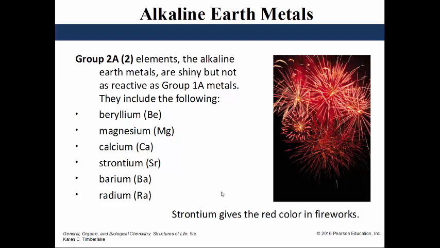These are the alkaline earth metals. These are very shiny metals, but they're not as reactive as the ones from group 1. Group 1 elements are really reactive. So the ones that are found in group 2: beryllium, Be, magnesium, Mg, calcium, Ca, strontium, Sr, barium, Ba, and radium, Ra. And that vertical column, number 2. And in the picture here, strontium is what gives fireworks that bright red color.